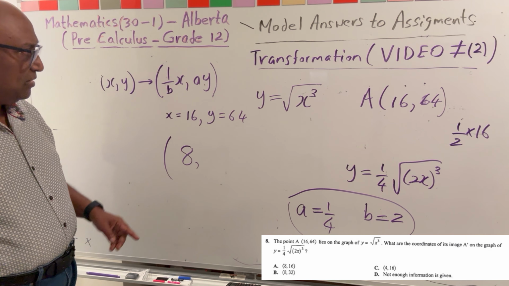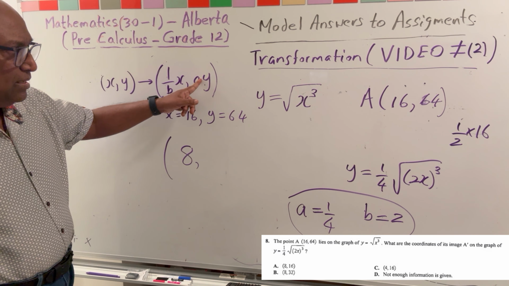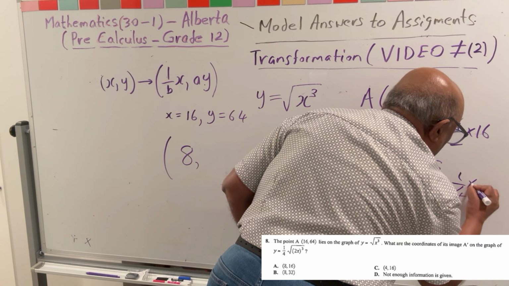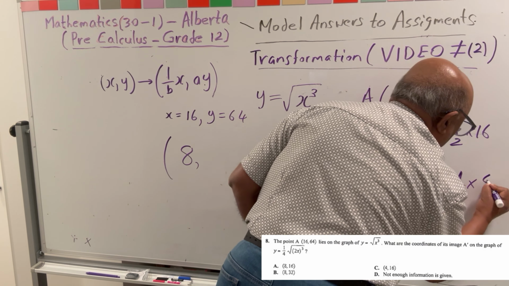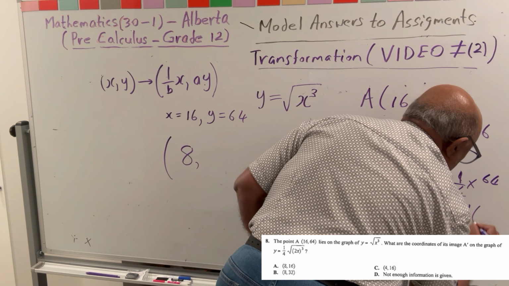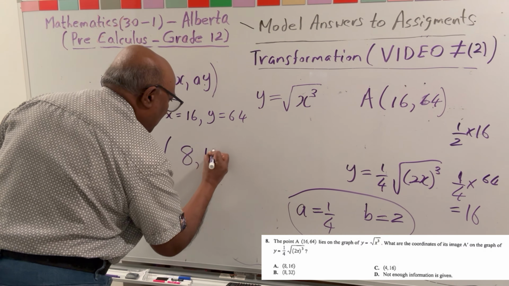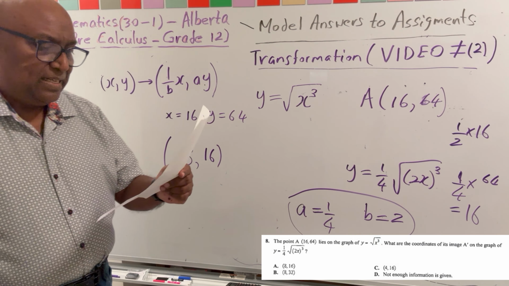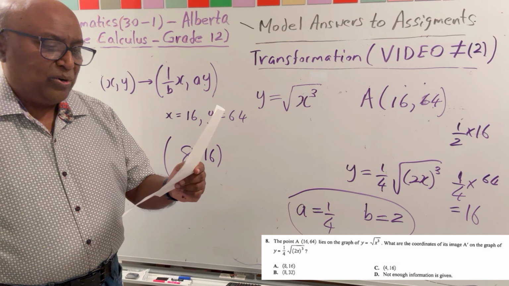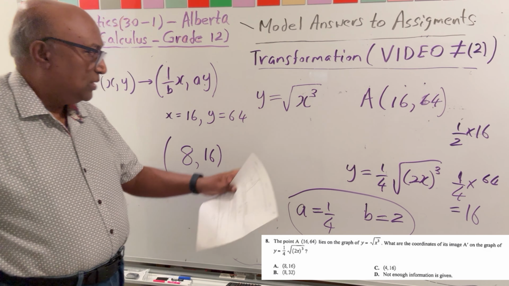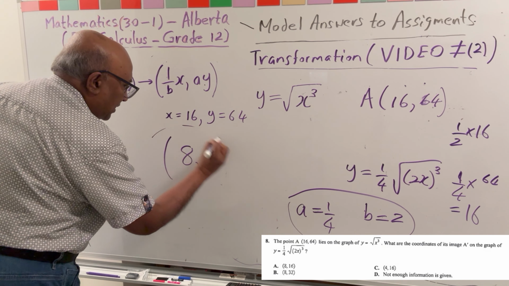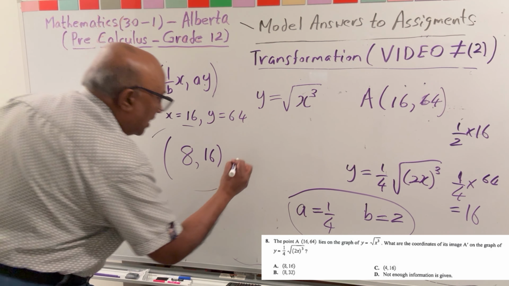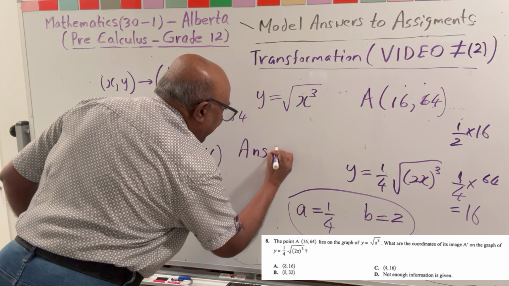What is the new y coordinate? A times y. That is 1 upon 4 times the original y value, 64. That is 16. Okay. Now 8 and 16 are the new coordinates. That is the coordinate of the image A prime on the new graph. These are the answer, 8 and 16. The correct answer is answer A.